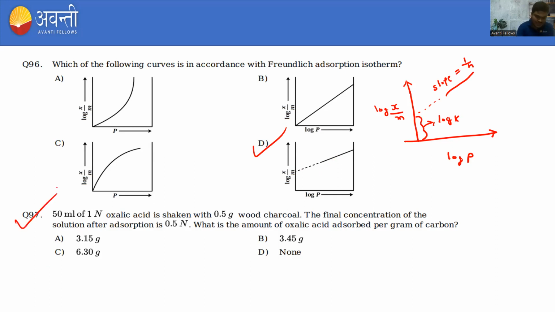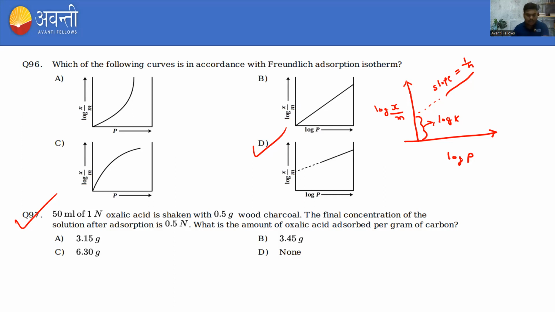Let's move to the next question. That is question number 97. A 50 ml of 1 normality oxalic acid is shaken with 0.5 gram of wood charcoal. Now, the final concentration of the solution after adsorption is 0.5 normality. What is the amount of oxalic acid adsorbed per gram of the carbon? So you have to calculate the amount of oxalic acid adsorbed per gram of the carbon, right?